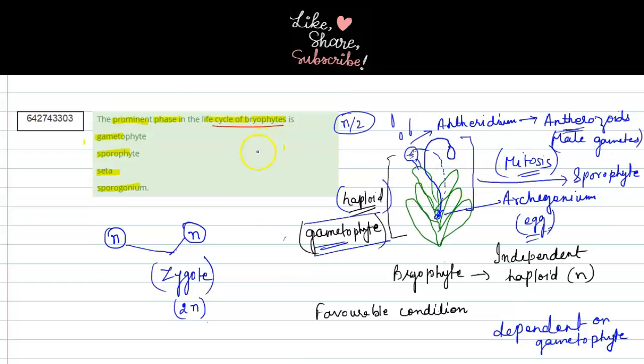So that is why the answer here would be gametophyte. The prominent phase in the life cycle of bryophyte is gametophyte. So what are these sporophyte parts? As I said, the structure that has just developed is the sporophyte. The seta is this filament that we are talking about. This is the seta, and the sporangium is this entire structure which will produce the spores. So all these three options are dependent on the gametophyte only, which is the prominent one. Hence the answer would be gametophyte.